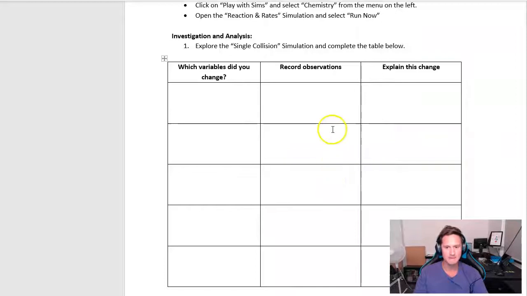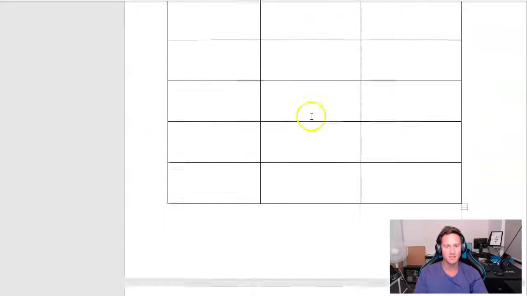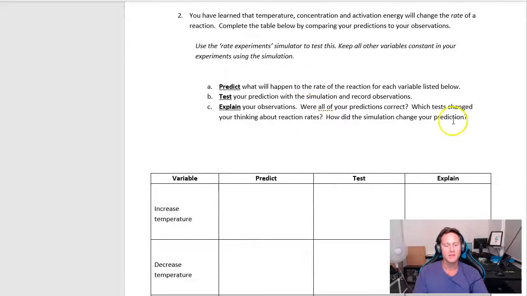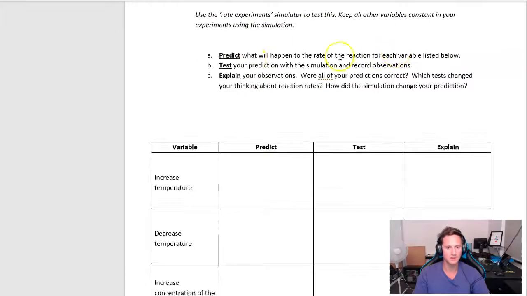So let's go back here. Basically, just completing the table, nice and easy. So the second task is, now that you've learned how temperature, concentration and activation energy will change the rate of reaction, we want to try and complete this table here. Now this is using the rate experiment simulator to test. We want to keep other variables constant. So in this table, write down a prediction, what's going to happen.